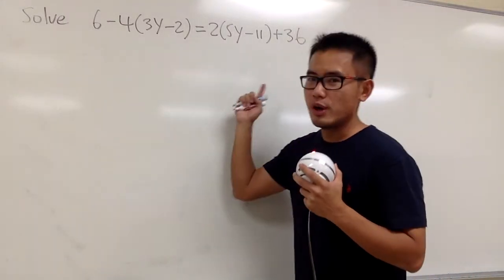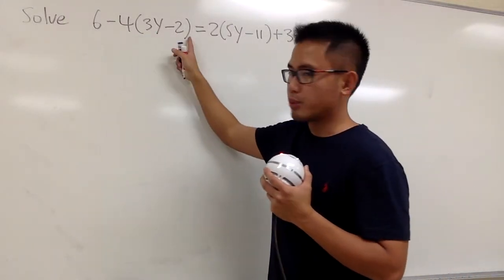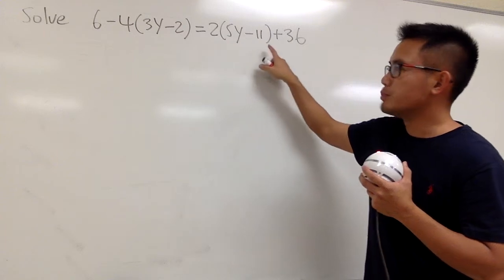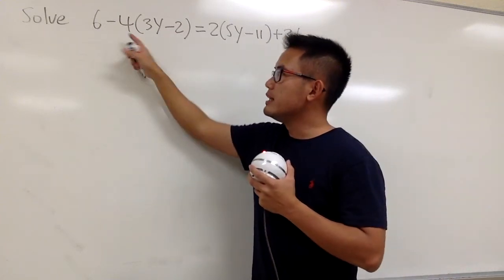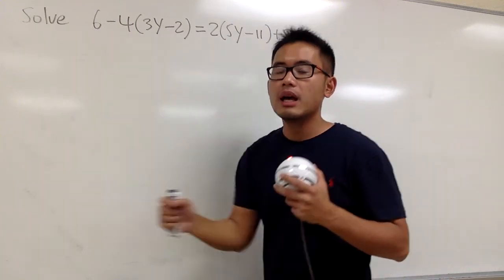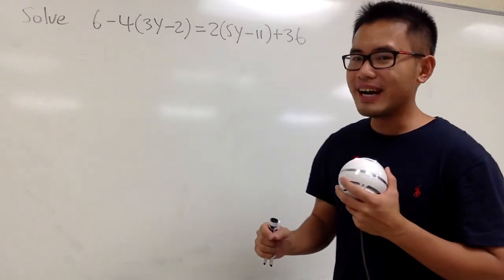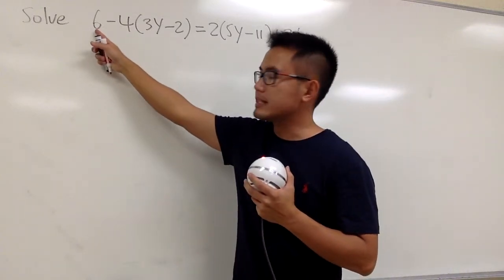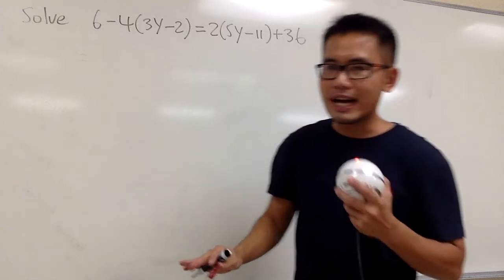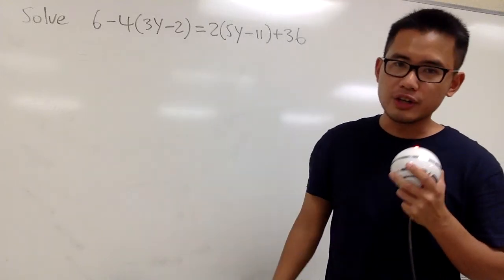Okay, we're going to solve this equation. As we can see, here we have this parentheses, and likewise, here we have this parentheses. And for this parentheses, we have a -4 in front. Take care of the parentheses first, alright? Do not do 6 minus 4 first. Don't do that. That's the wrong order of operation.